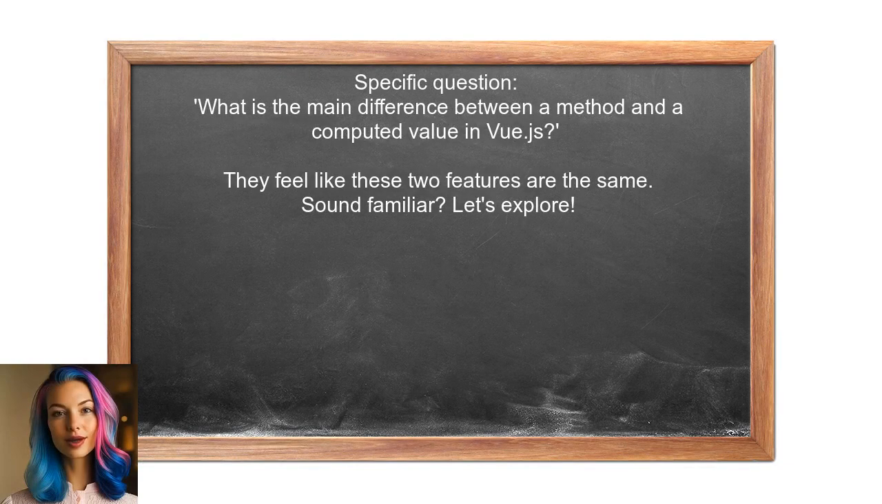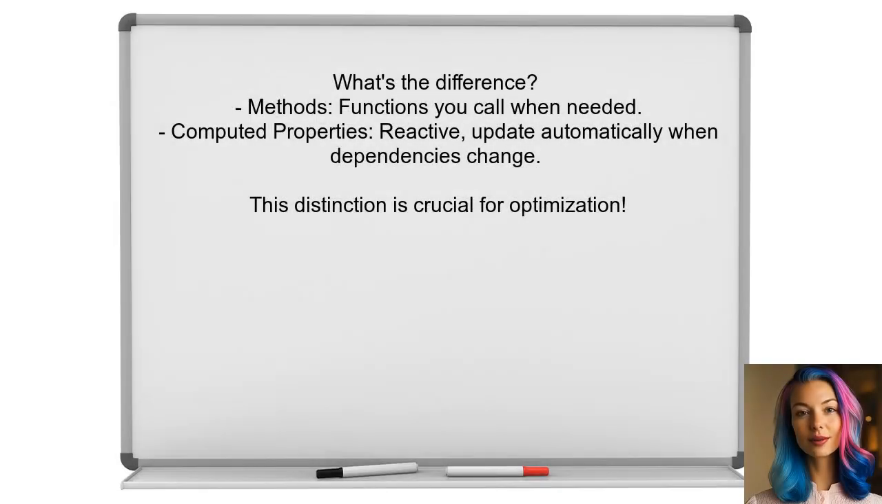Let's look at the specific question that sparked this discussion. One user asked, what is the main difference between a method and a computed value in Vue.js? They feel like these two features are the same. Sound familiar? Let's explore this together. So what exactly is the difference?